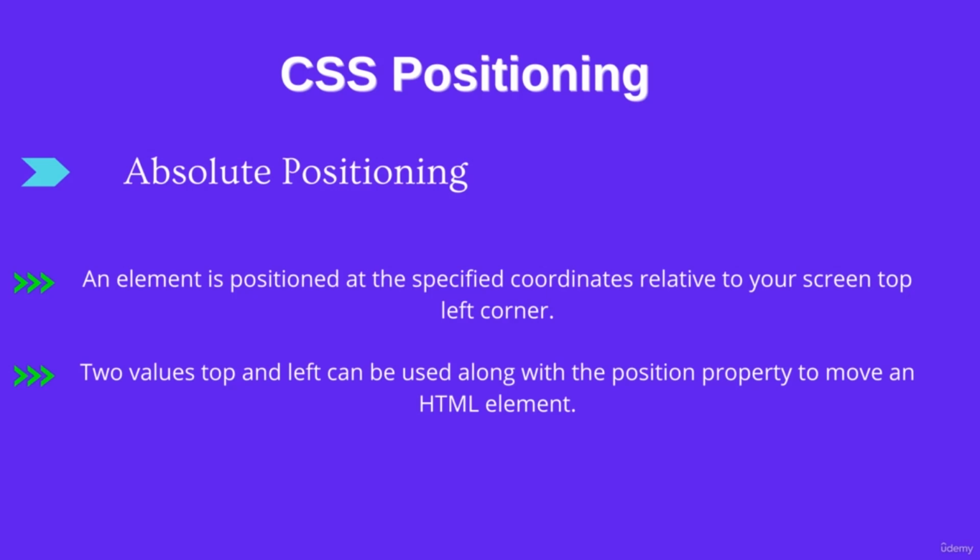As mentioned, the element is positioned at the specific coordinates relative to your screen's top left corner, right? Two values, top and left, can be used along with the position property to move an HTML element. For example, if you pass 0, 0 in the absolute position, it will go to the top and left-hand side, and if you want to make some changes, you can keep changing the values, that is left and top, to place it at a particular position.